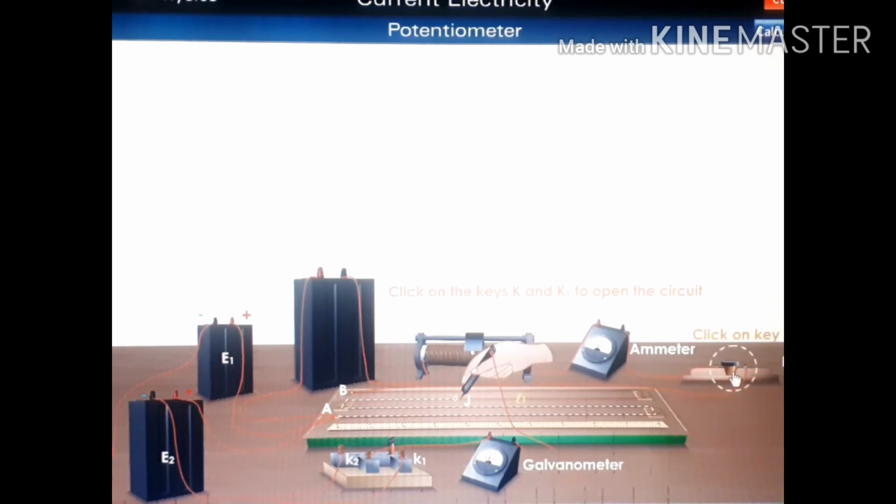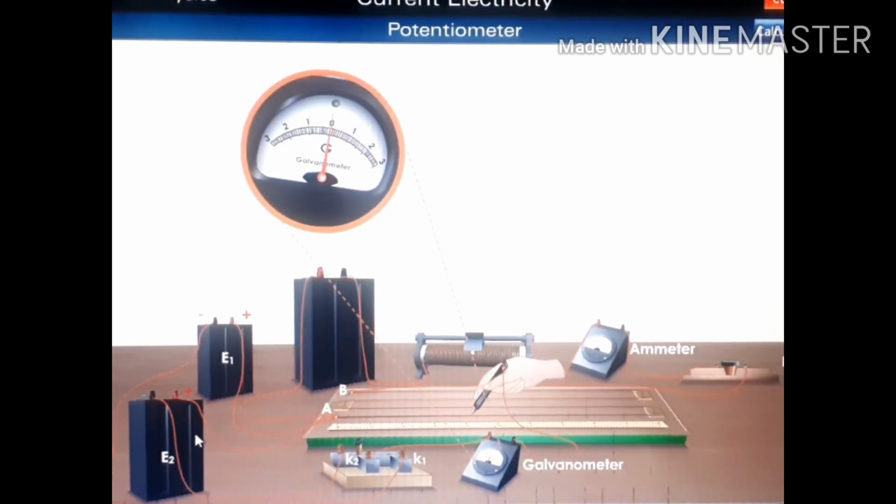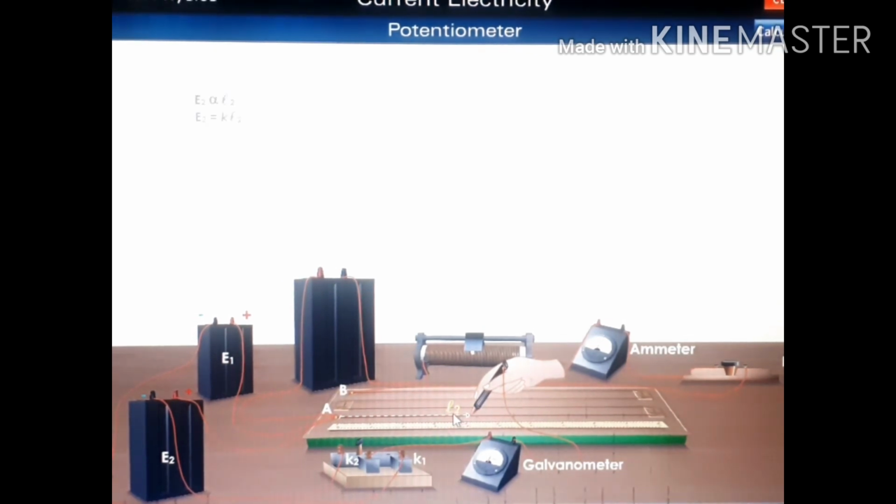Now I am going to click on this key, as well as I am now going to open the key K1. Then after, once again we are going to close the main key K. Then after we are going to close the key K2. Therefore cell E2 comes in the circuit. For that cell, by sliding the jockey on the potentiometer wire, we obtain the balanced length where the galvanometer shows zero deflection. Suppose that length is L2, therefore E2 is equal to K into L2.